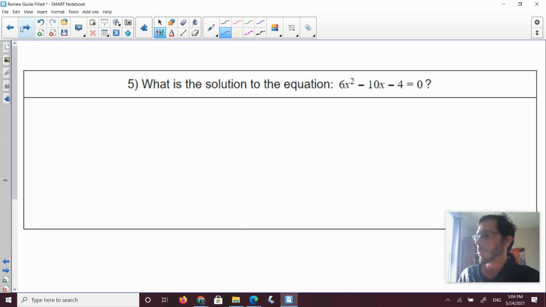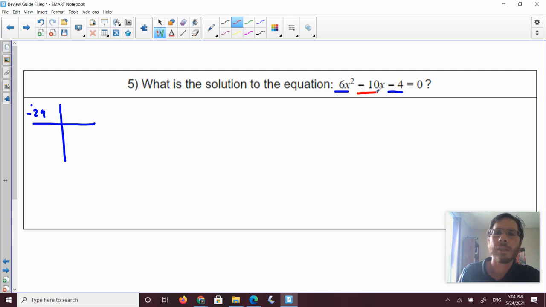All right, for number 5, we have to find the solution to another equation. So again, kind of like the last one, what we want to do is factor. This time, though, it's not just x squared, it's 6x squared. So I need to find things that multiply to negative 24, but add up to negative 10. So this is the challenge here.